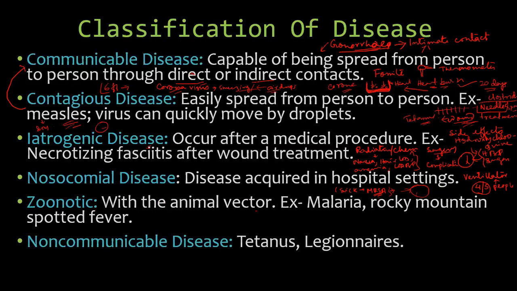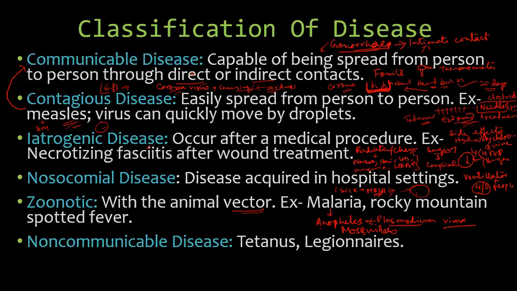Zoonotic, with the animal vector. Vector means who actually carries the pathogen. Like for malaria, if you get a bite from the Anopheles mosquito, the name of the mosquito is Anopheles. Many different types of mosquitoes are there, but you have to get bitten by this Anopheles. Only this type of mosquito can carry Plasmodium vivax malaria. That's the protozoa actually, Plasmodium vivax.